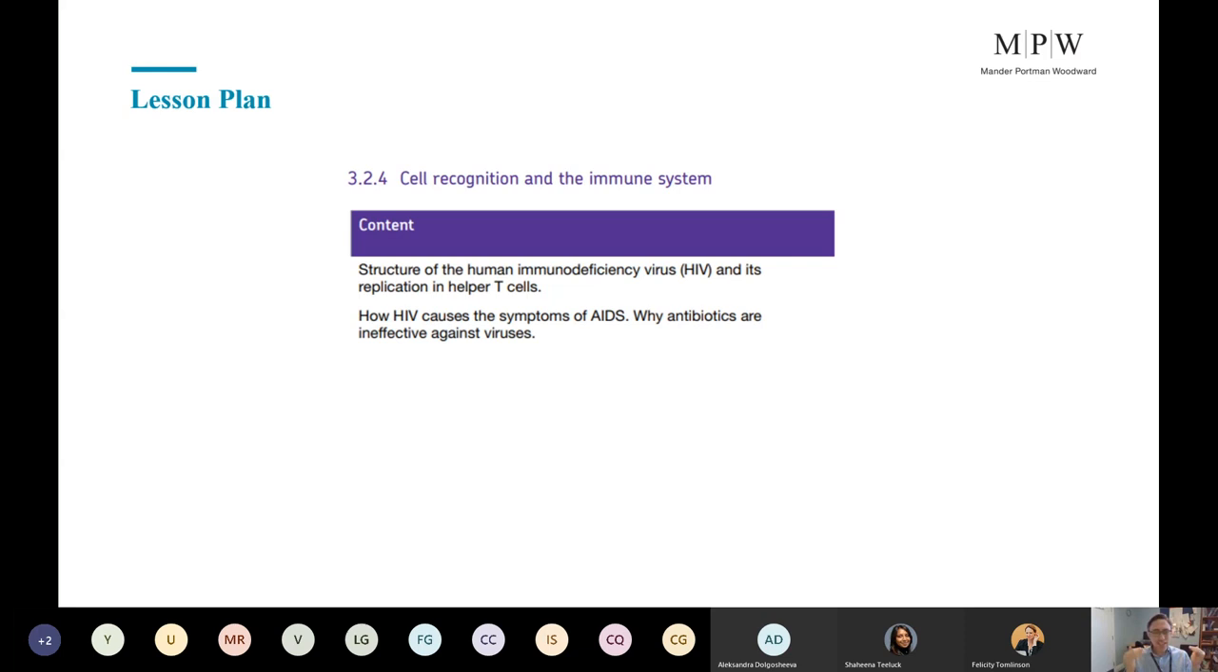And we can see here, this is telling you that for your exams, you need to know the structure of the HIV virus and how it replicates, then how HIV causes the symptom of AIDS, and then why antibiotics are ineffective. So we're going to focus on these things this morning, particularly the structure of HIV, how it replicates, and how it causes symptoms.